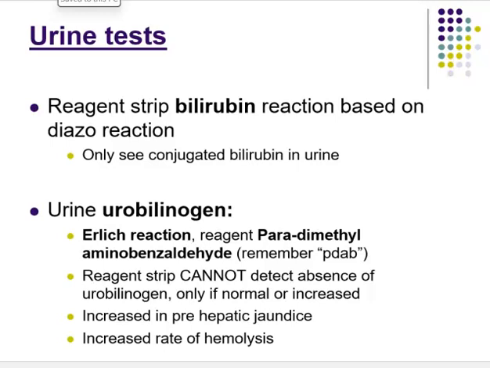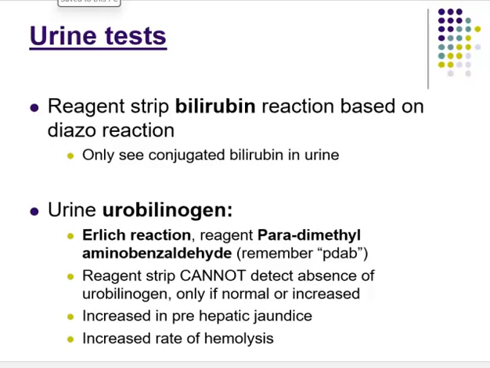The reagent is para-dimethylaminobenzaldehyde, and you can remember PDAB for short. The reagent strip cannot detect the absence of urobilinogen. We've talked about that in the past. Only if there's a normal amount or an increase. Remember, the least amount that the urine dipstick can detect for urobilinogen is 0.2.